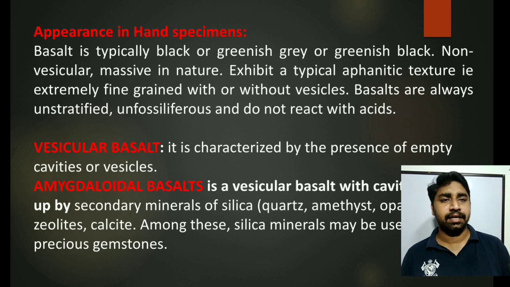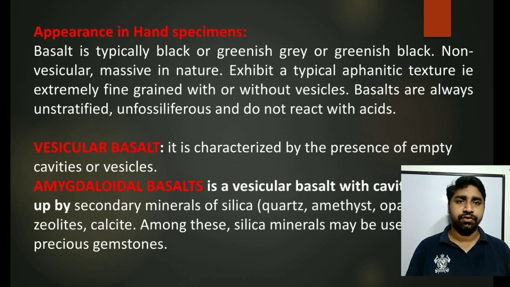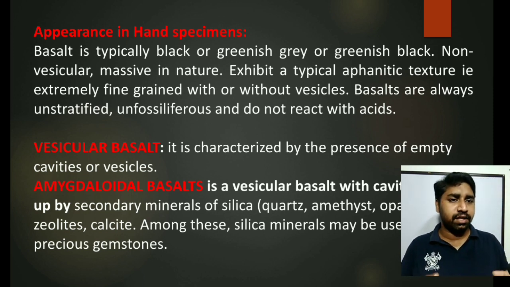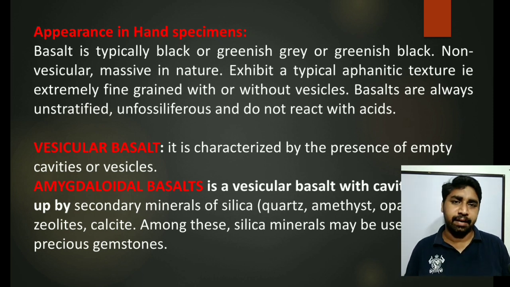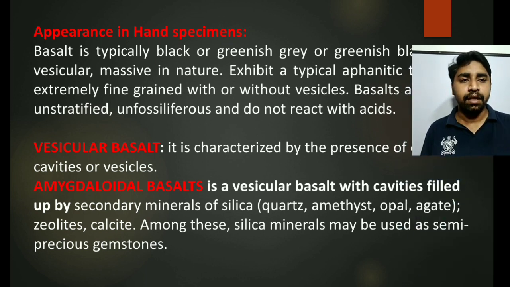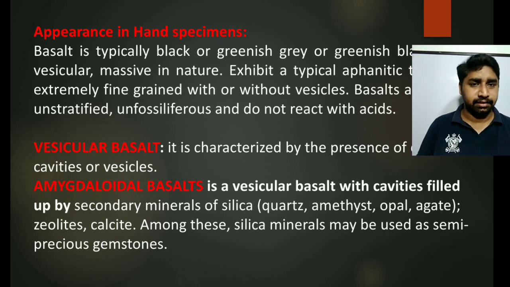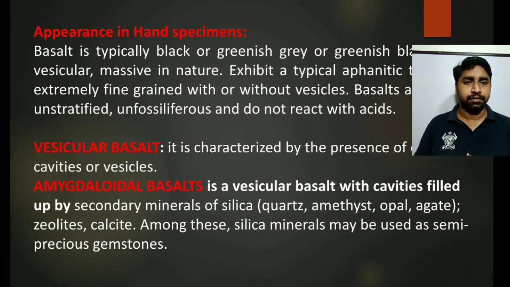Vesicular basalt is characterized by the presence of empty cavities or vesicles. So two varieties of basalt are there, vesicular basalt and amygdaloidal basalt. Vesicular basalt means if the appearance is full of vesicles, then it is called vesicular basalt. And if the cavities are filled by secondary materials like silica, amethyst, opal, agate, zeolite, calcite, etc., then it is called amygdaloidal basalt.